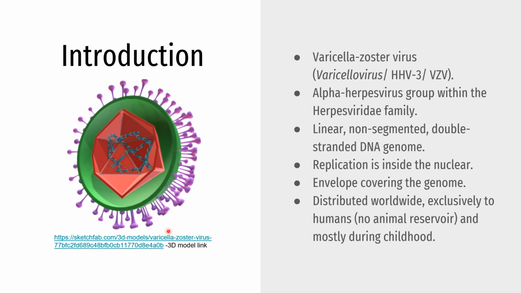The disease is distributed worldwide, but happens exclusively to humans. So there is no animal reservoir, and it mostly happens during childhood. So this is the 3D model for the virus. You can follow this link or you can Google it. Follow this website and then the name of the virus. It's going to lead you to this 3D model so you can take a look at how it looks in 3D.